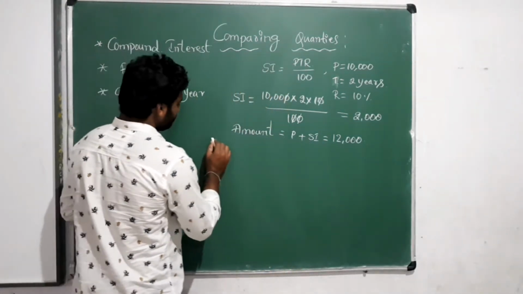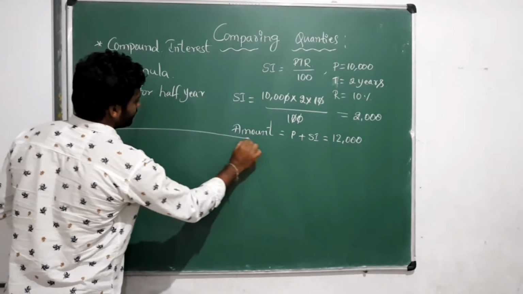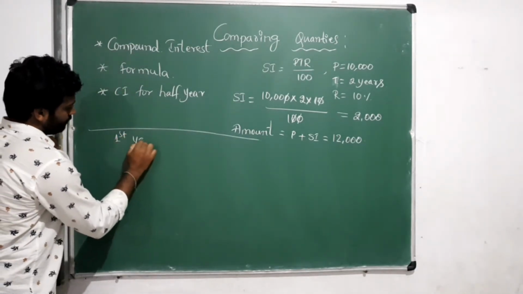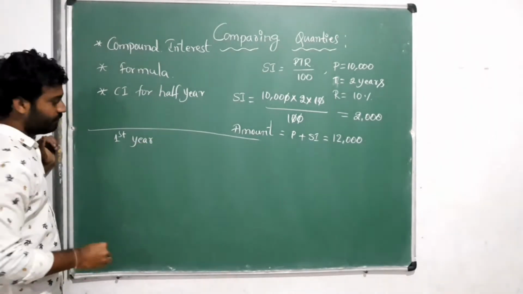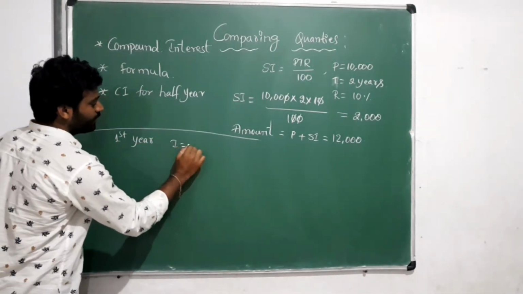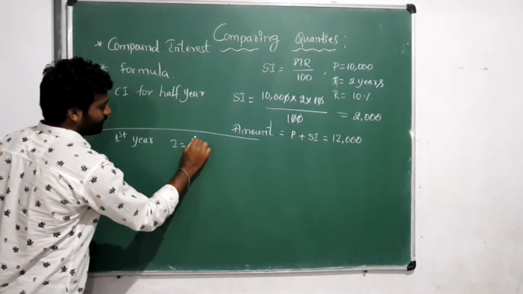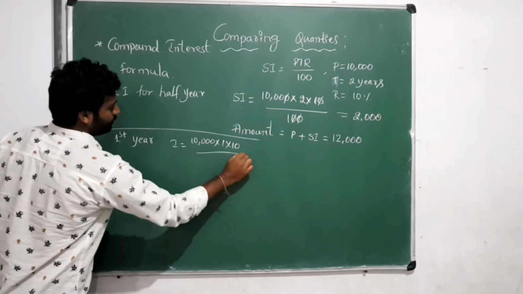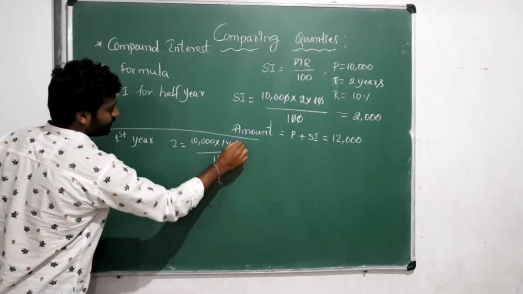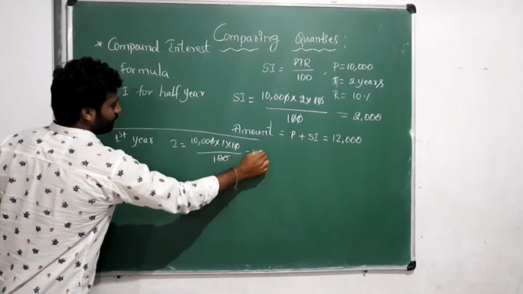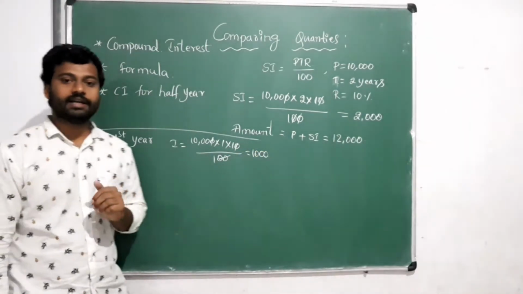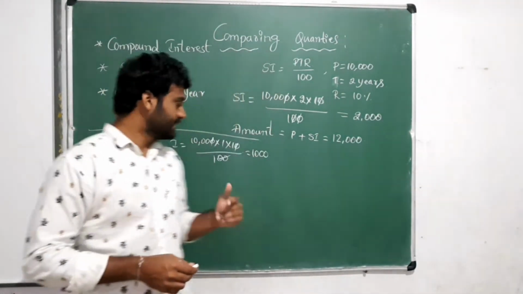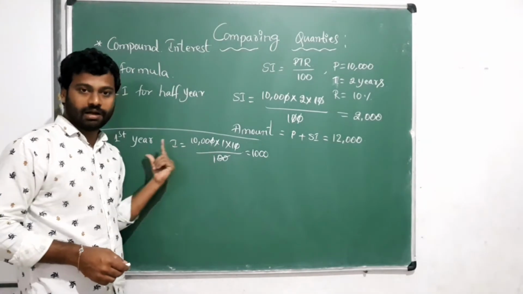So for compound interest, for the first year, what interest am I going to pay? Principal 10,000, for one year, 10 over 100, two zeros, here 10 and 10 cancel. So first year interest is 1,000. Correct or not? So for the next year, will the principal be the same 10,000 in the compound interest?